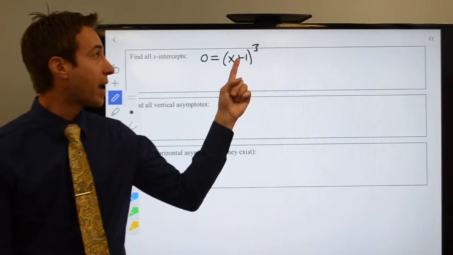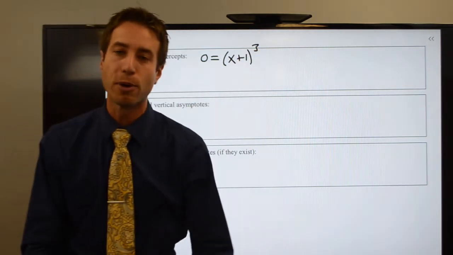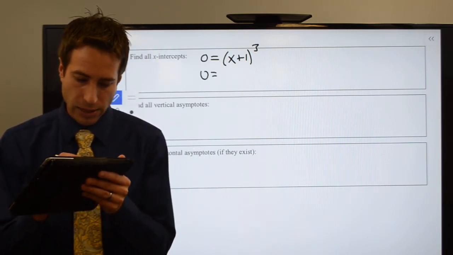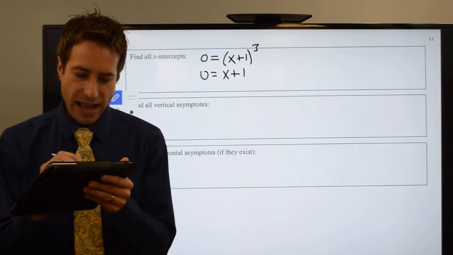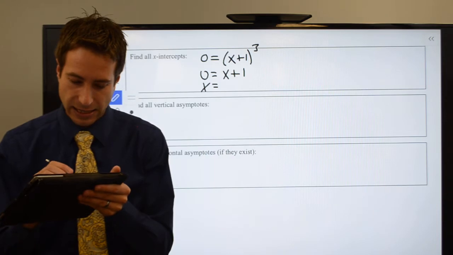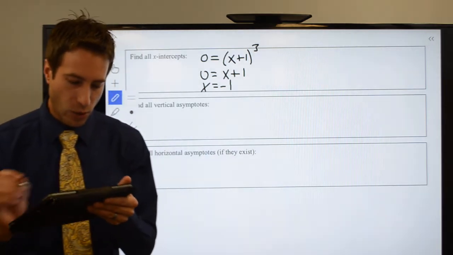Well, in order to solve for x, since it's cubed, I'll have to take the cube root of both sides, but the cube root of 0 is 0, so I wind up with 0 is equal to x plus 1, and then I'll solve for x by subtracting the 1 to the other side, and x is equal to -1. So here's what I now know.